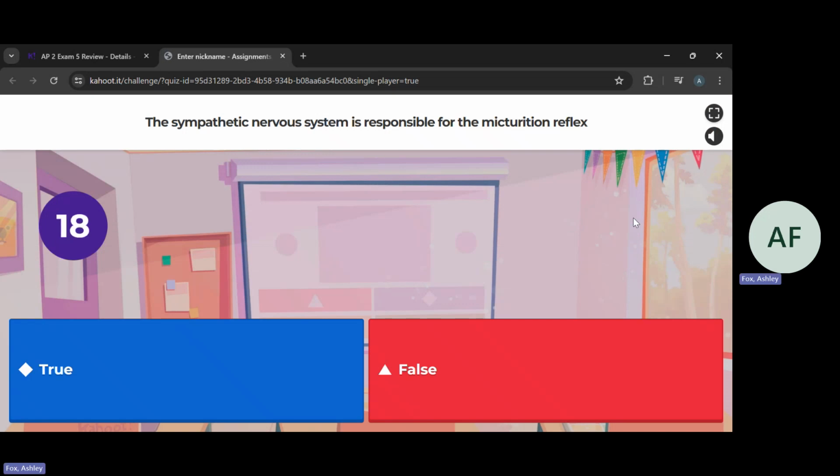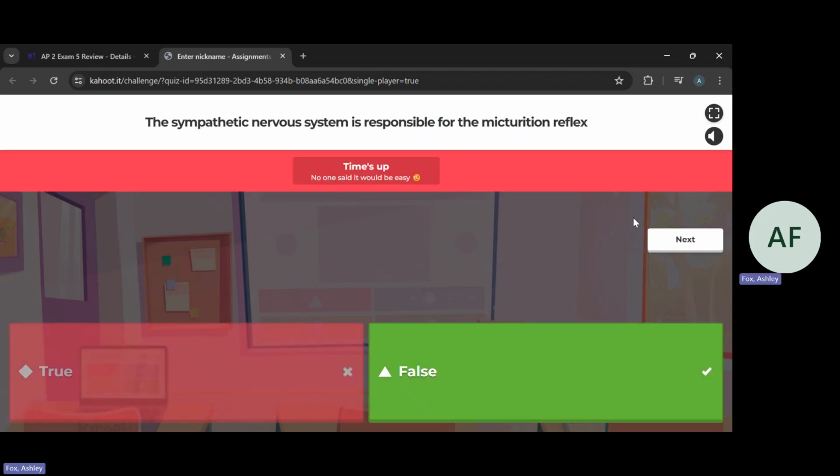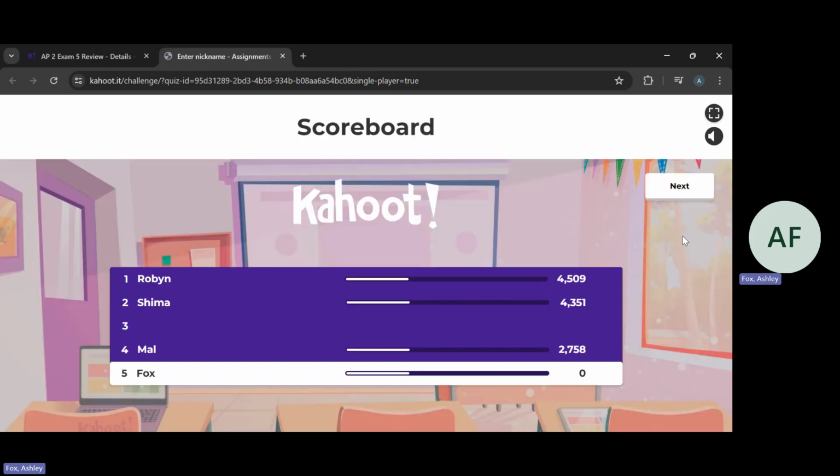Sympathetic nervous system is responsible for the micturition reflex. That's false. Remember, sympathetic nervous system is the fight or flight nervous system. Yes, you may scare some pee out of you, but actually peeing or urinating is parasympathetic nervous system. So when you're resting and digesting and making urine, then you're going to urinate it out with parasympathetic nervous system.